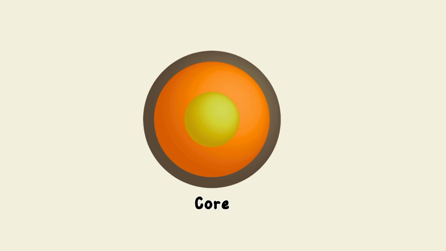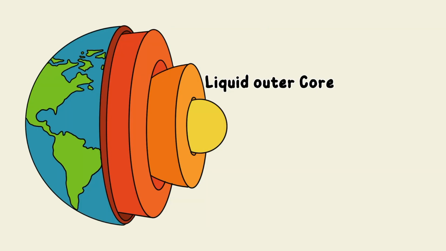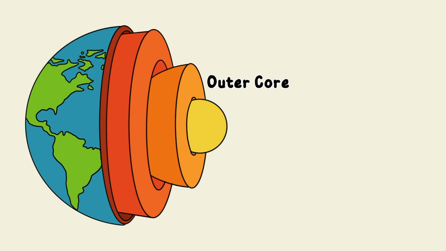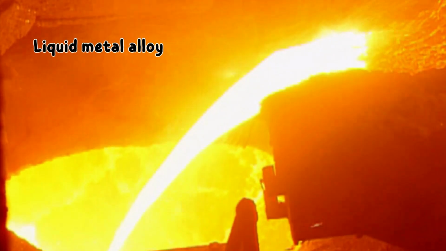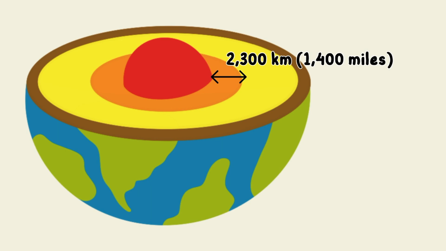The next layer of the Earth, that is the inner layer of the Earth, is the core. The core is the hot, dense, metallic center of Earth. It is divided into two distinct parts, the liquid outer core and the solid inner core. It is composed mainly of iron and nickel. First, let us learn about the outer core. The outer core is made up of liquid metal alloy. The thickness of the outer core is about 2300 kilometers or 1400 miles.